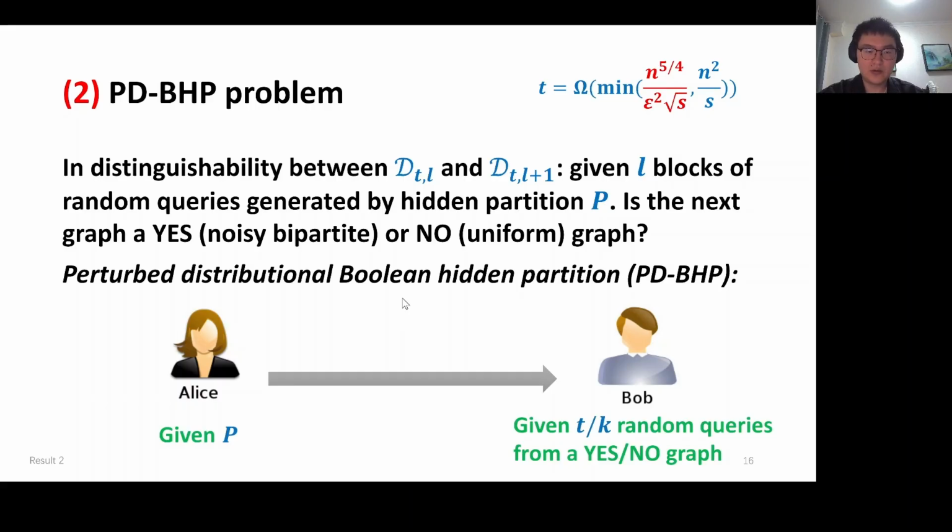This can be formalized as a two-party, one-way communication game, where Alice is given as input a partition P and can send S bits of information about P to Bob. Bob is given a block of random queries and needs to determine whether the random queries he received are from a yes or a no graph.